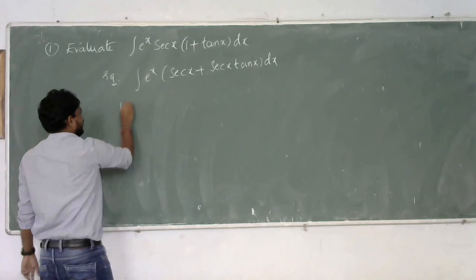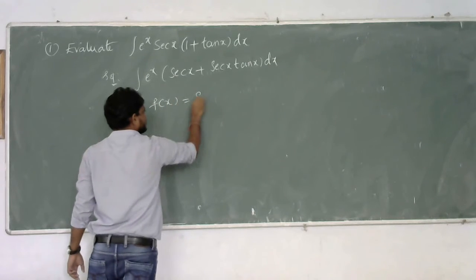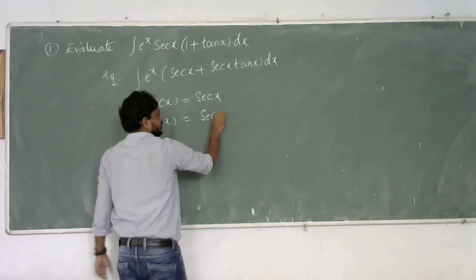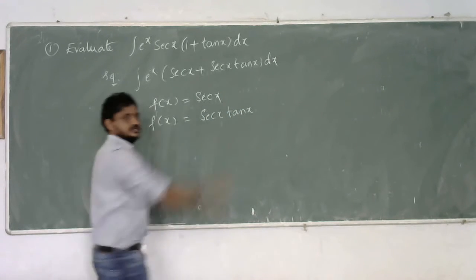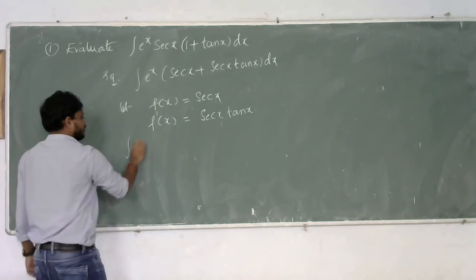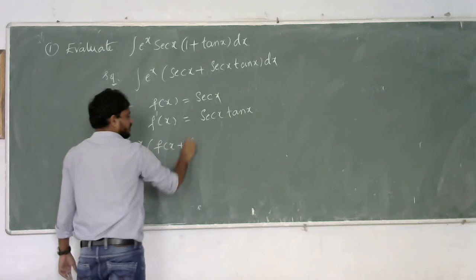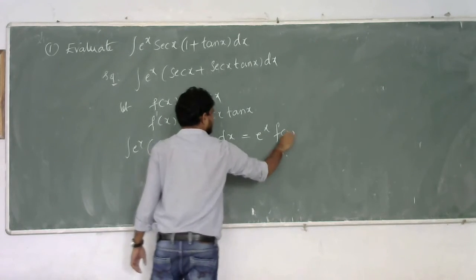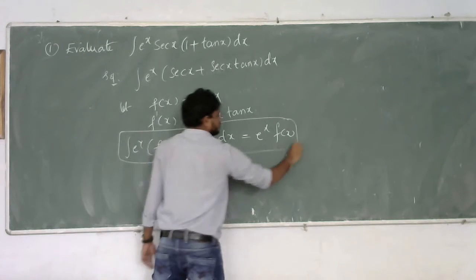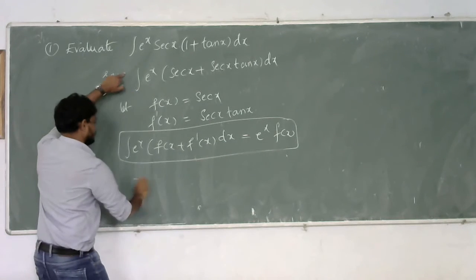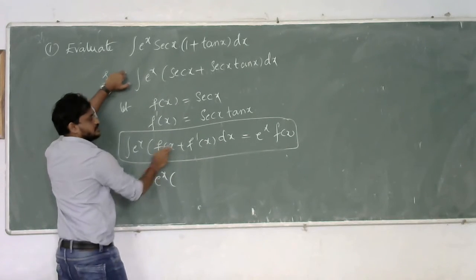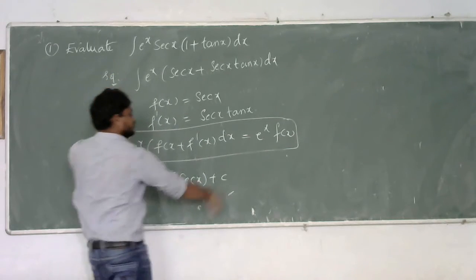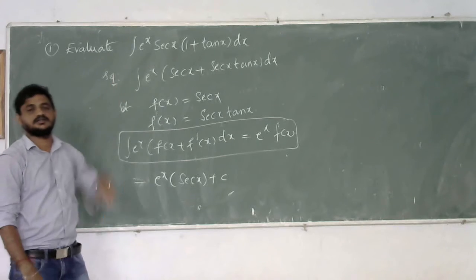So let us take here, let f of x equal to secant x, then f dash of x will be differentiation of secant x, which is secant x into tan x. So which is in the form of integral e power of x into f of x plus f dash of x into dx. So what is the formula? E power of x into f of x is the formula. So let us use this formula. Then the solution will be e power of x into f of x. So what is f of x? Secant. So e power of secant x plus c is the integral of given function.